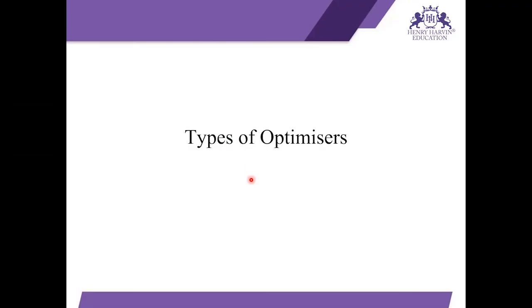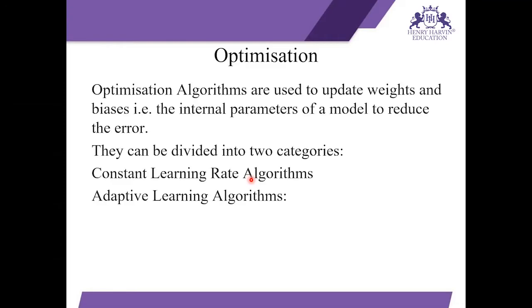Video, let us discuss the types of optimizers. Optimization algorithms are used to update weights and biases, that is, the internal parameters of a model, to reduce the error. So they can be divided into two categories: constant learning rate algorithms and adaptive learning algorithms.